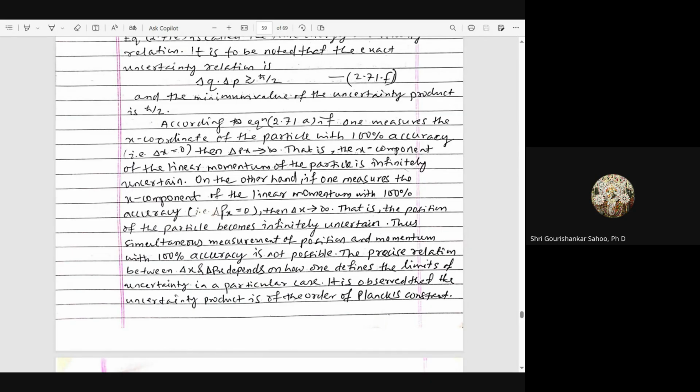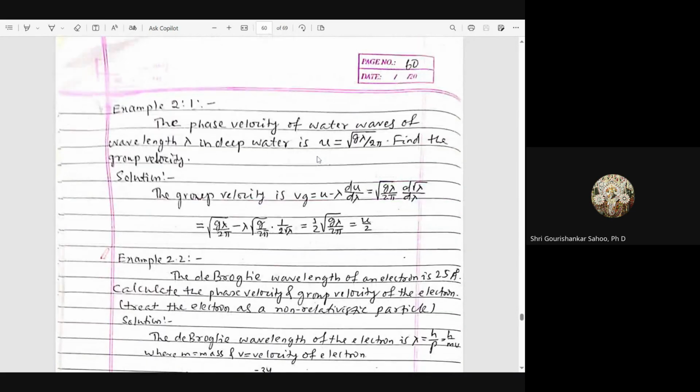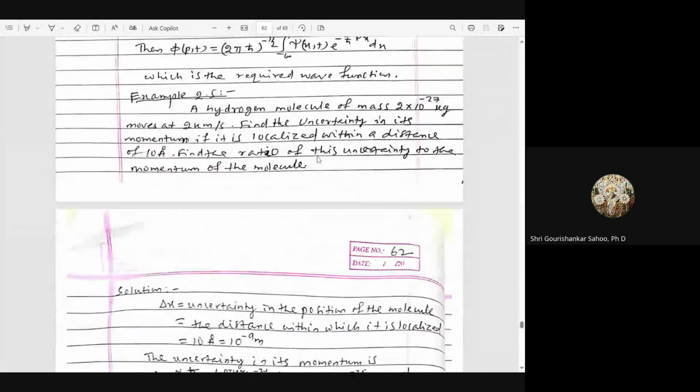So, simultaneous measurement of position and momentum with 100% accuracy is not possible, and the precise relation between del x and del px depends on how one defines the limits of uncertainty in a particular case. It is observed that the uncertainty product is of the order of Planck's constant, that is h. So there are some worked out examples, you can go through them.